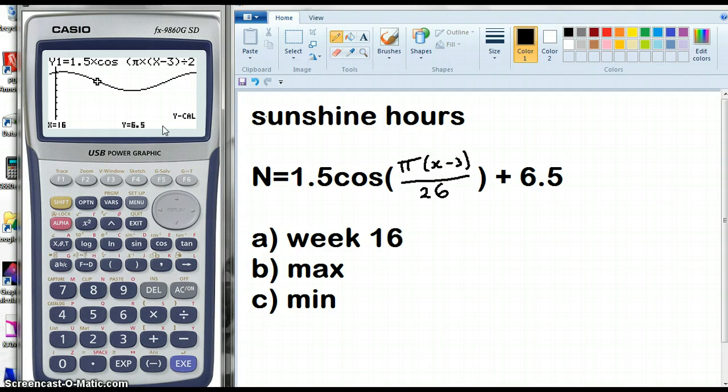Then we need to find the maximum of this. When is it? So to do that, G-solve max, and I've got when x is 3, y is 8. So in the 3rd week, I've got a maximum of 8 hours of sunshine. And I can go G-solve minimum. In the 29th week, I've got that minimum of 5 hours of sunshine.